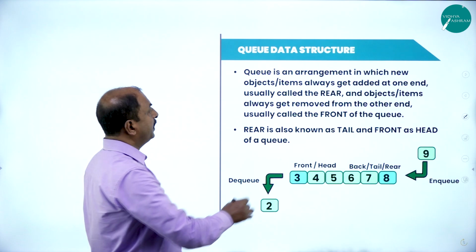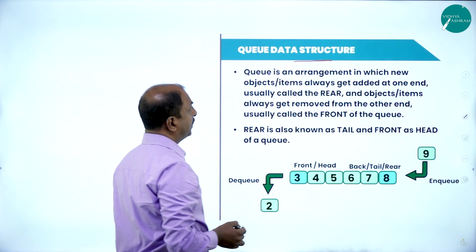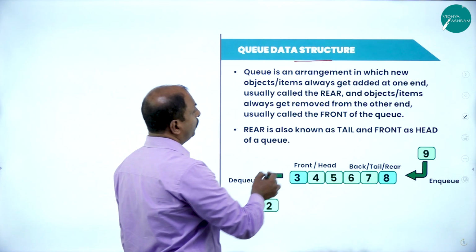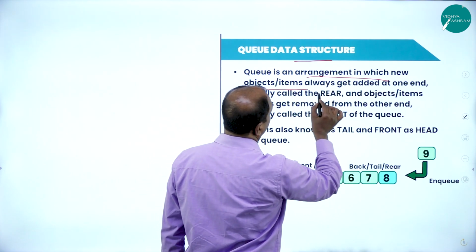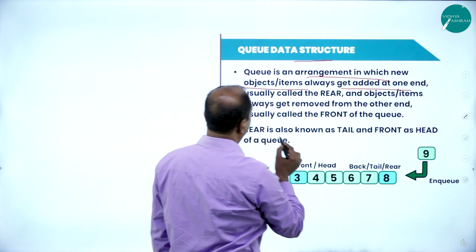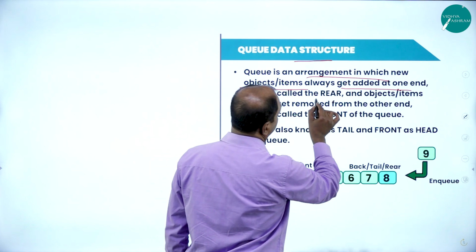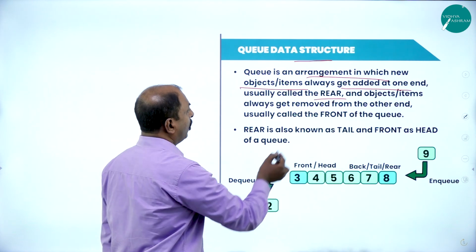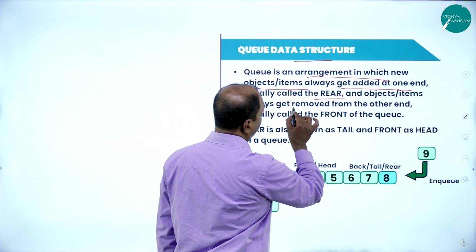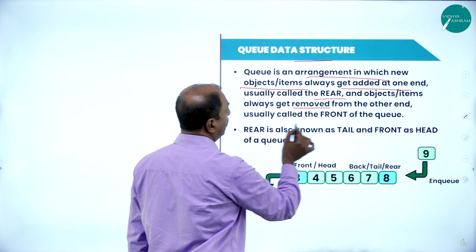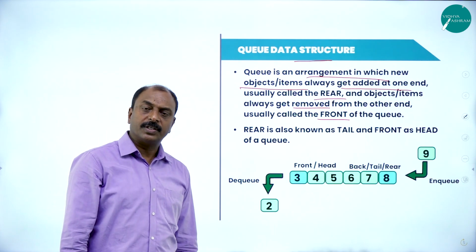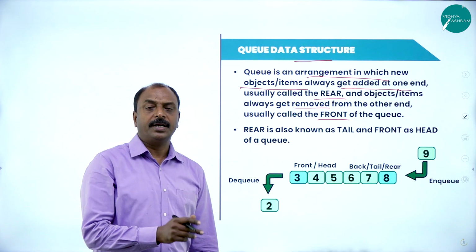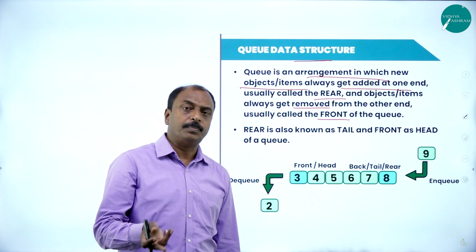Now let us see about the data structure queue. So what is a queue? It is an arrangement in which new objects or items always get added at one end, usually called the rear end, and the objects or items always get removed from the other end called the front end. This is what you have seen in the definition of the queue, where addition and deletion take place at two different points.